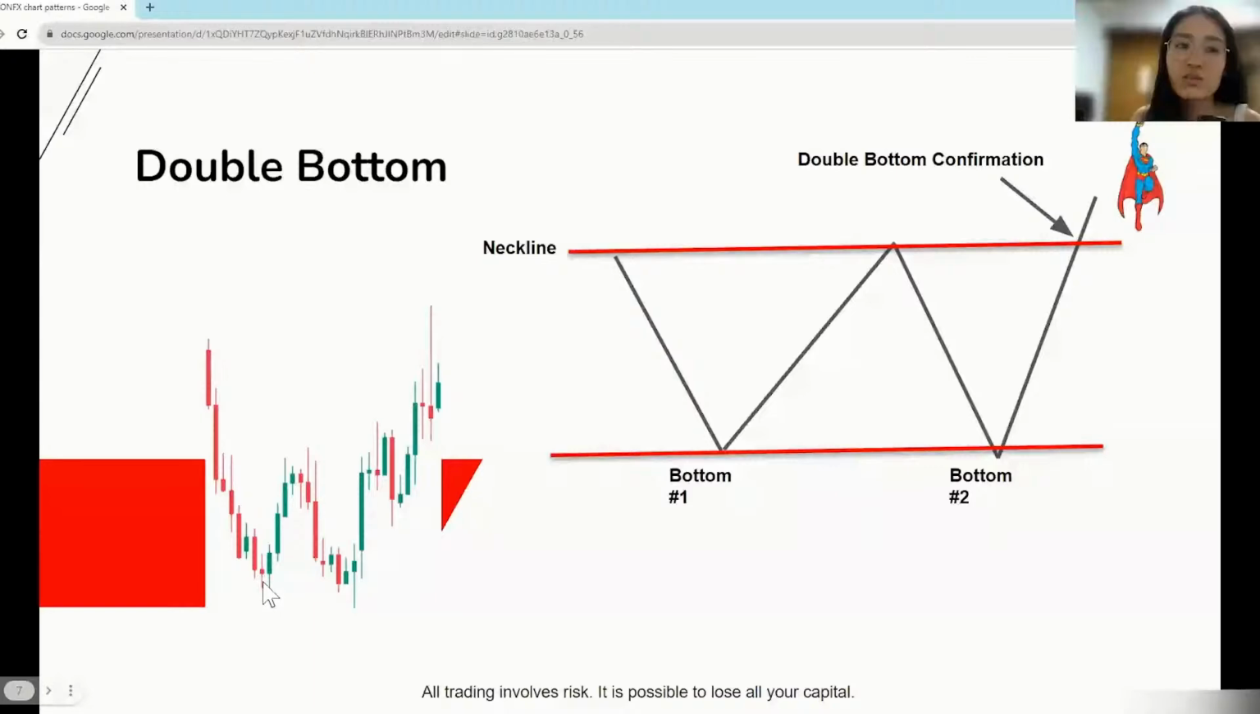You can take note of the entire length of the wick, and you don't have to just measure it from the body of the candlestick. Once price breaks out of this neckline or this resistance level, then we can say that there is a double bottom confirmation. Okay, so far pretty straightforward patterns.